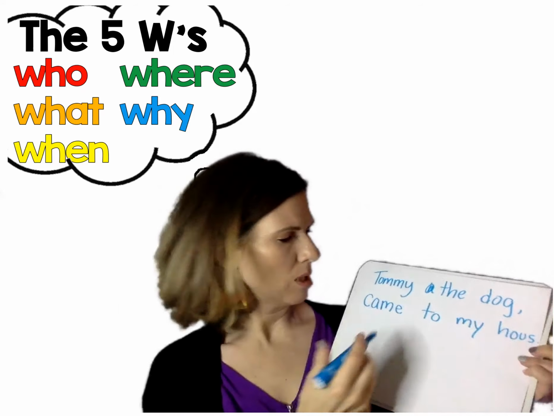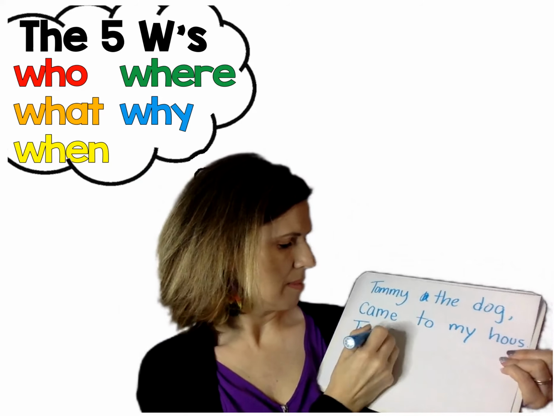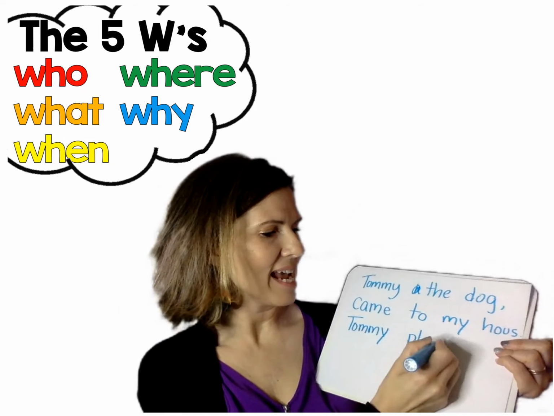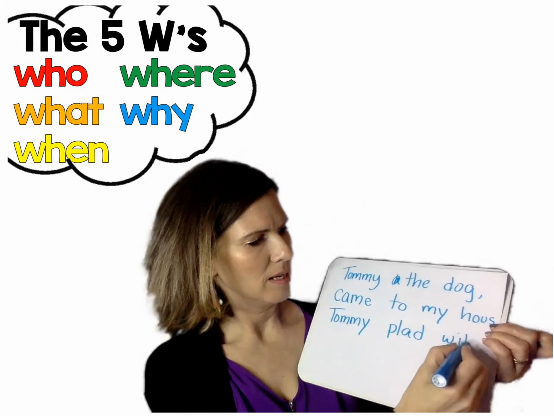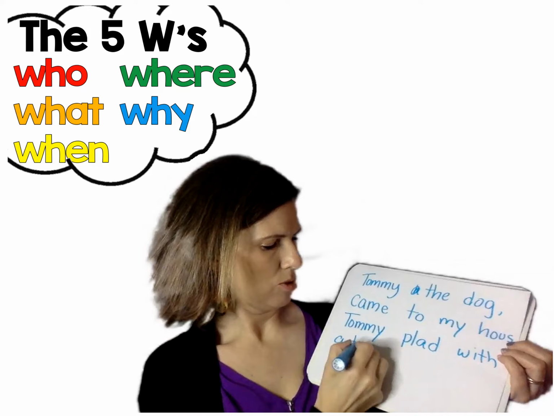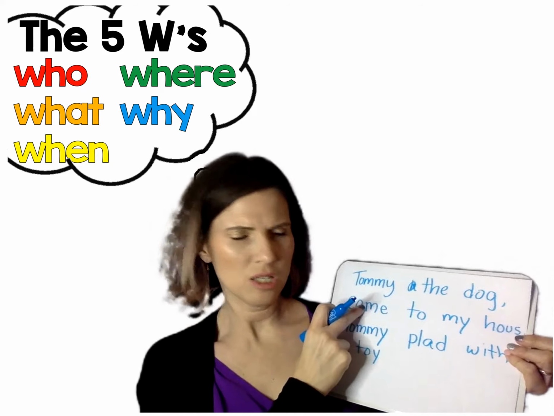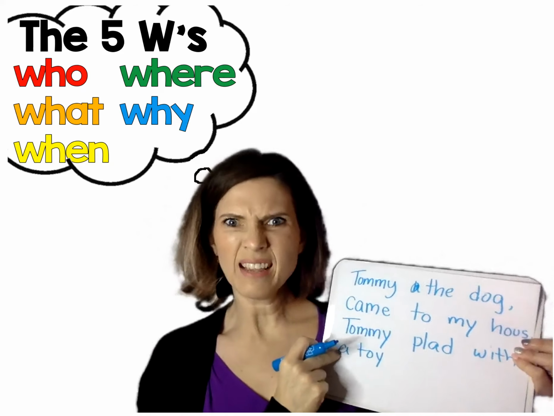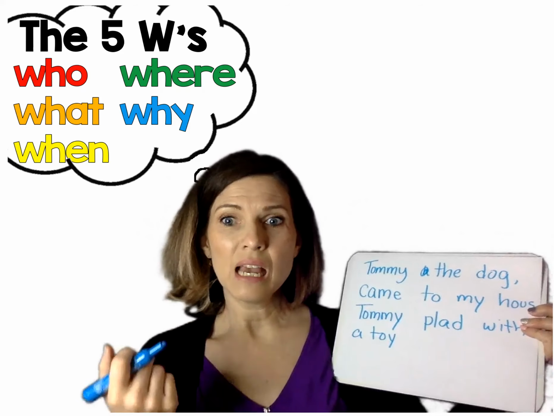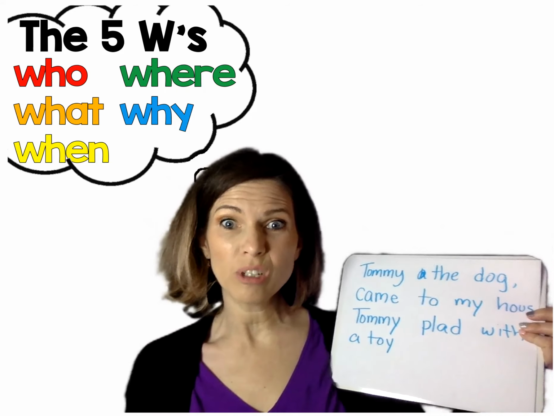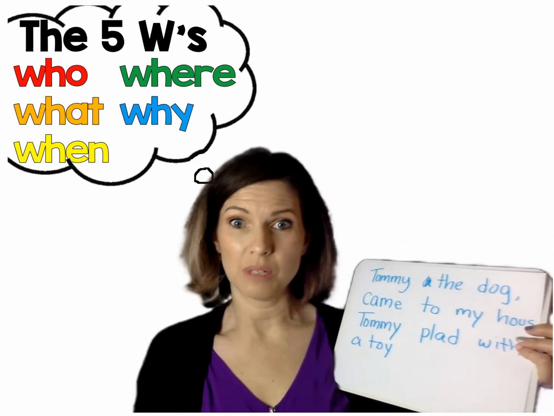Okay, now what did he do? Tommy played. He played with a toy. That's what he did, okay? So Tommy is the who, at my house is the where, he played with the toy. That gives me a lot of information. I've already written two sentences and I could even write more, couldn't I? I could say he played with a toy while his mom went to church. Yeah, that could tell me why. Why did he come to my house?